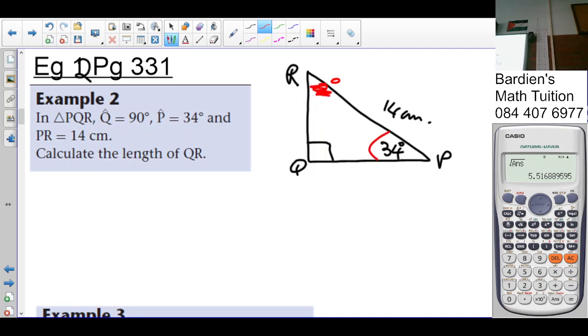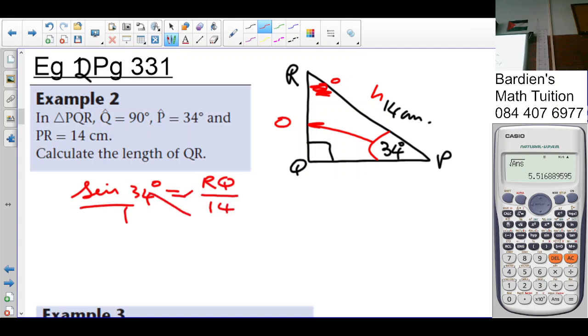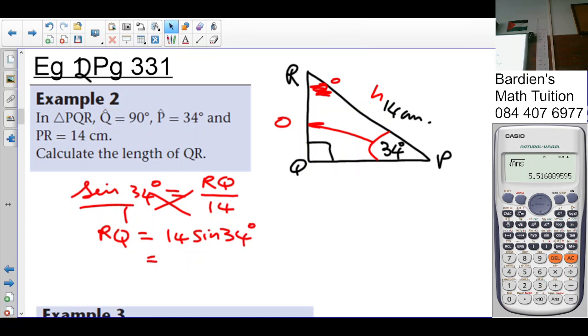So QR, what is QR? Opposite. Which trigonometric function is that? Opposite, and we have the hypotenuse. So it's going to be sine. So sine of 34 degrees is equal to RQ over 14. Cross multiply. So RQ is equal to 14 sine 34 degrees, which is 7,83. Okay, you guys understand?